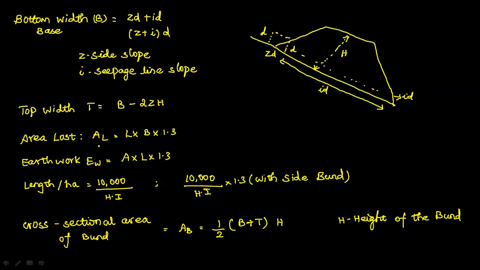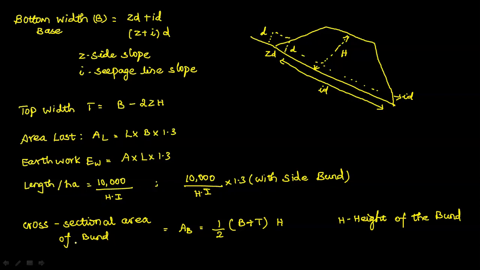Area lost: when you are doing contour bunding, some area can be lost. Sometimes the question may ask you to find the area lost in contour bunding. At that time you have to use this formula: L into B into 1.3. The 1.3 denotes the side bund; you can write 1.3 when the side bund is not given in the question. So total earthwork volume is equal to A into L into 1.3, and the length per hectare is equal to 10,000 divided by HI, where you can mention 1.3 if the side bund is given.